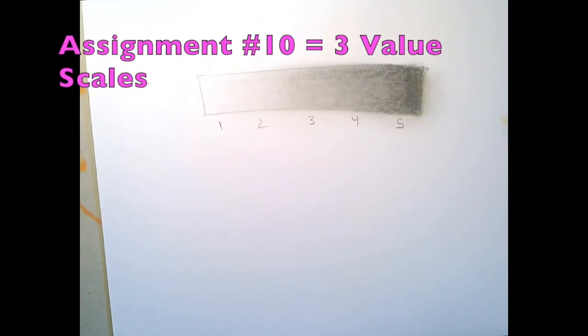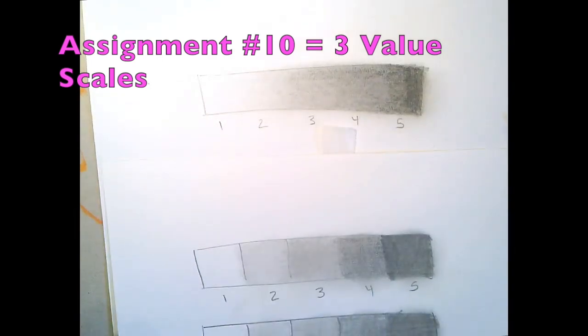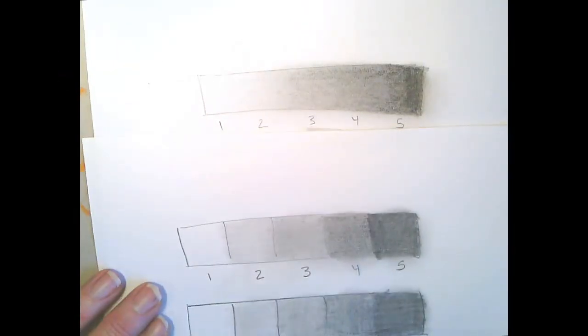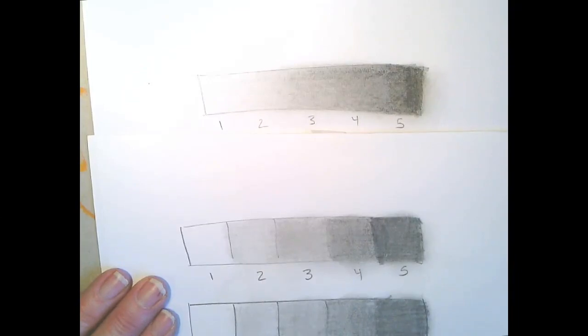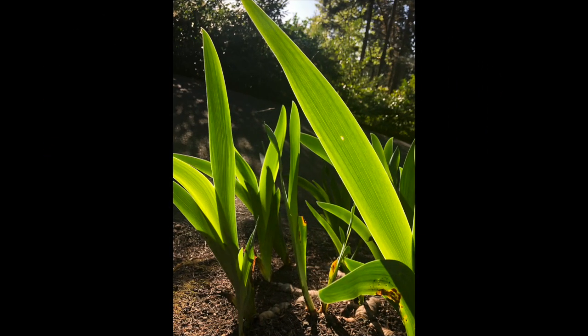You'll see that I have 3 value scales I've created. Your goal for this first assignment is to create 3 value scales. For your second assignment this week, you're going to choose something that you find in your home or outside your home and draw it using shading.